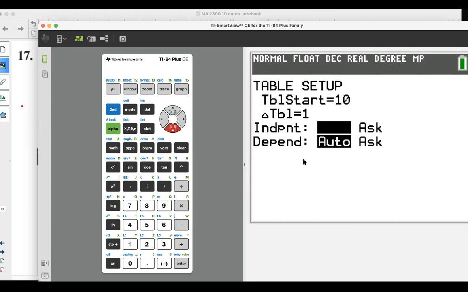But if you go from auto to ask, so instead of here, you go to the right. Right now, you see auto and auto highlighted. But if you press enter when it's blinking, then you change the independent variable to ask, meaning the x value is ask. Then your calculator will ask you for the input values. Okay? Let's see what we end up getting.